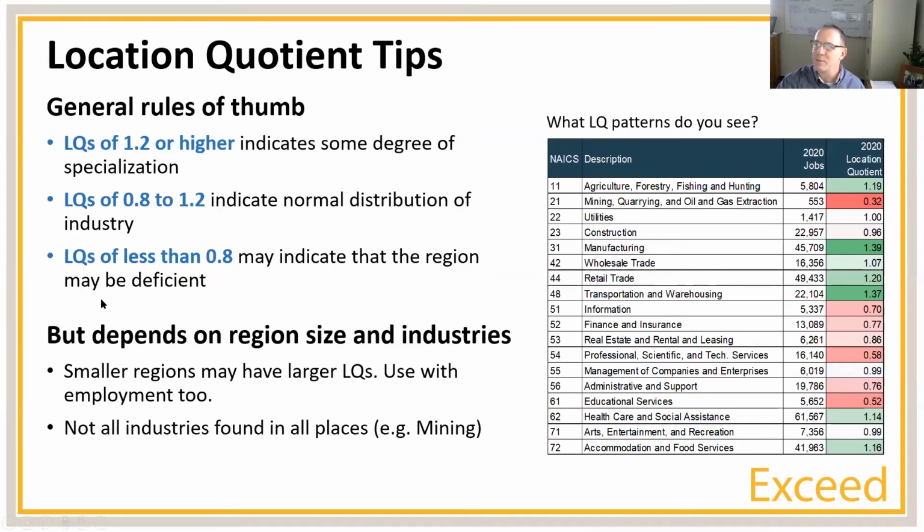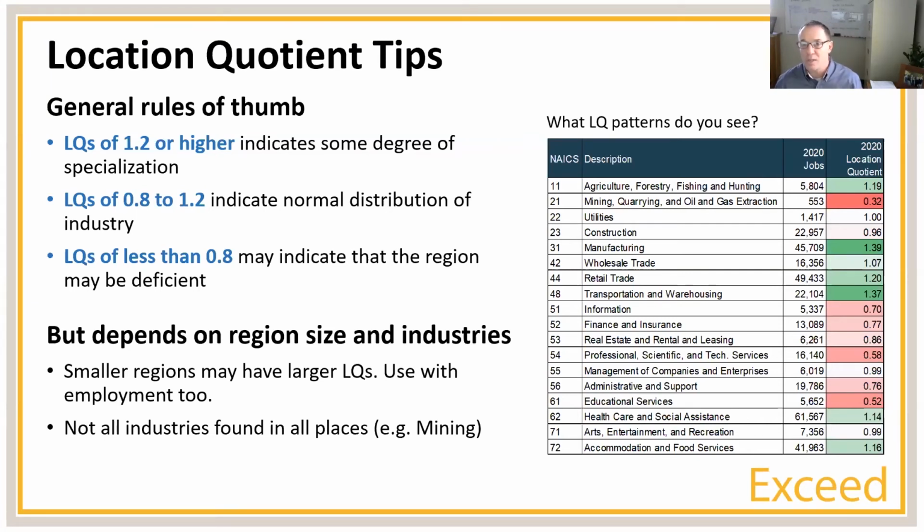Location quotient tips. So here are some general rules of thumb. Location quotients of 1.2 and higher are generally indicators of some degree of specialization. LQs of 0.8 to 1.2 are generally matching the US trend. So if something's 0.9 or 1.1, we're really saying, yeah, it's pretty close to the national average. If it's less than 0.8, it may indicate that there could be a deficiency in that region. But it depends on the region size and industries.